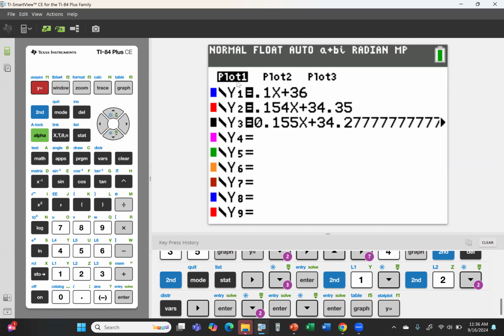I can see the model that we got from finding the slope point form was 0.154x. Well, the calculator gets 0.155. And we got a y-intercept of 34.35, and the calculator has 34.28. So pretty close. Now you're good. Do the whole rest of this section's homework.